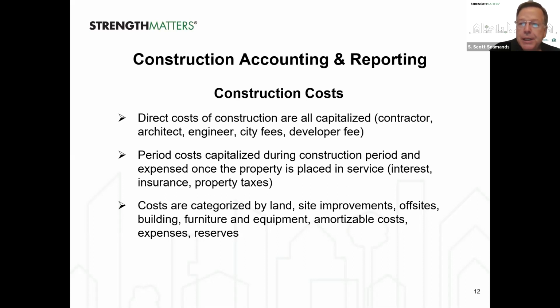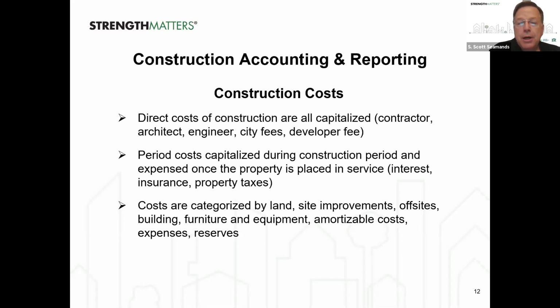Site improvements are things like the shrubbery and the trees that have a 15-year life instead of a 27.5 or 40-year life. Off-sites are improvements that are done on other people's property. Like perhaps you have new construction and you have to build traffic signals or sewer lines that are not even on your land. Those are called off-site improvements. May not even be depreciable for tax purposes. Building, self-explanatory. Furniture and equipment, these are items that are removable.